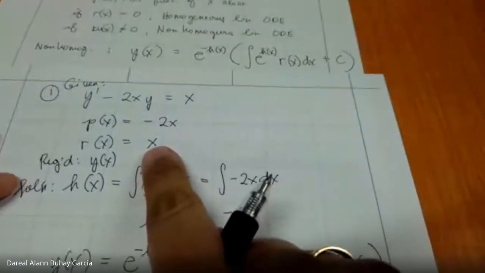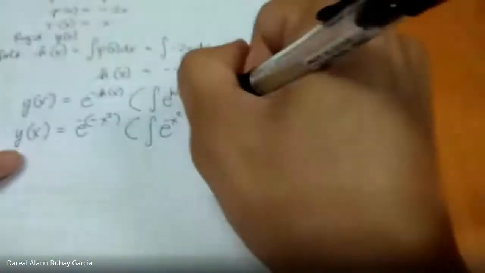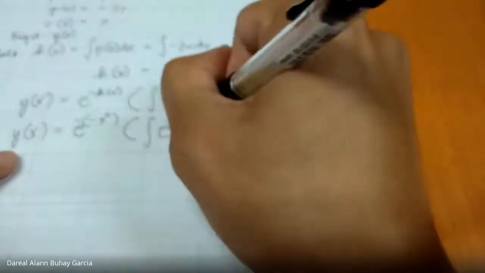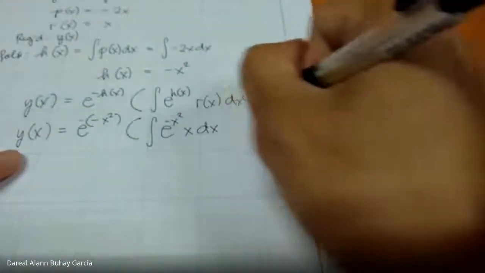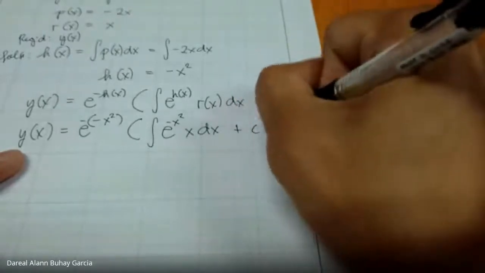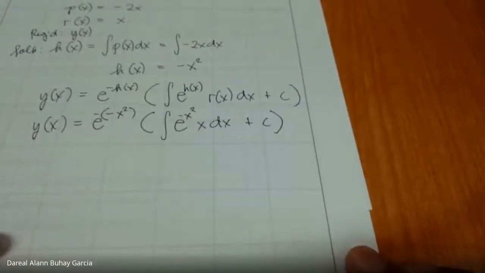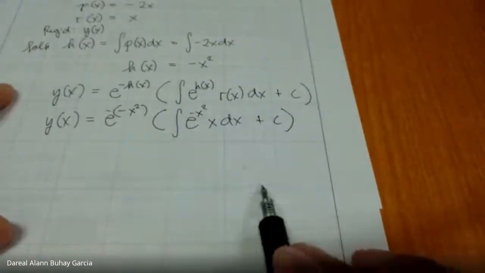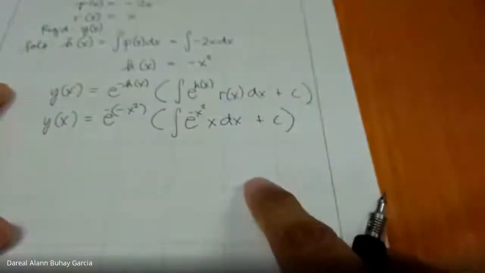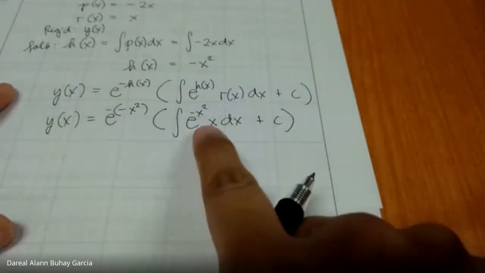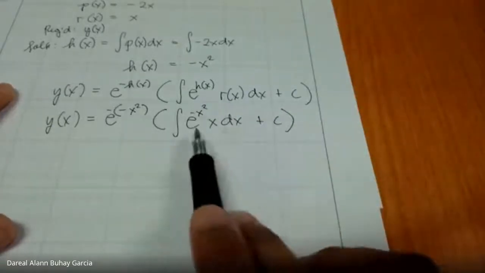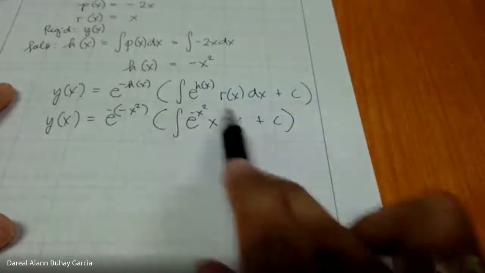What is r of x? R of x is x, dx plus c. Okay? And that's it. Finish na ang differential equation na part of our solution. So, it's integral calculus's turn to solve the DE. So let's focus on this part. So what kind of integration technique will we use for this one?